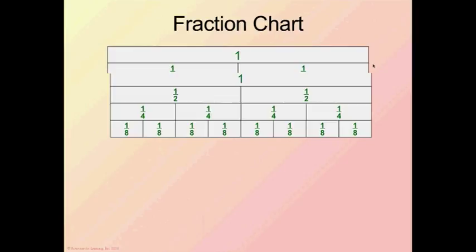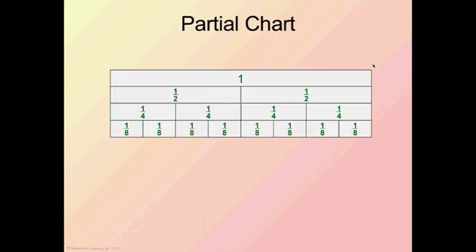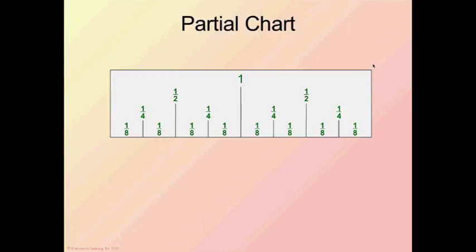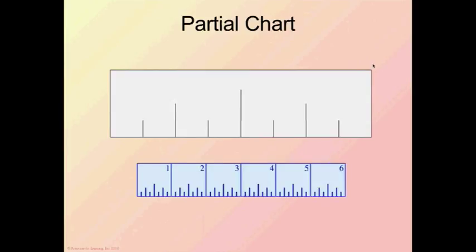So here I've got my partial chart. What I'm going to do with this partial chart is I've just got my ones, halves, fourths, and eighths. And I'm going to erase my horizontal lines and get rid of my little green numbers. And what does this look like? A ruler. There are so many people that are amazed that the fraction chart like this is linked to a ruler, has the same look as a ruler.